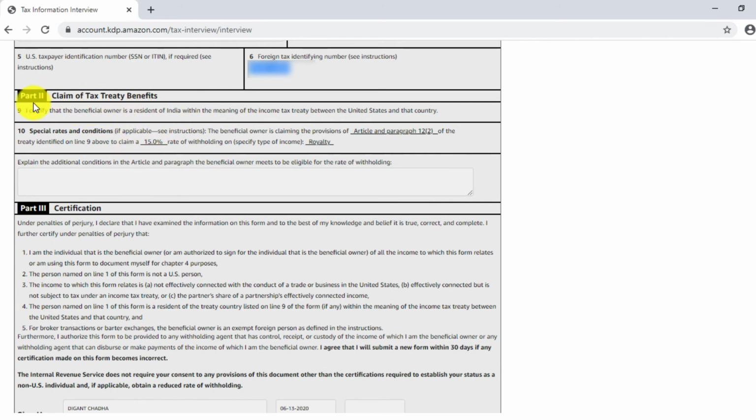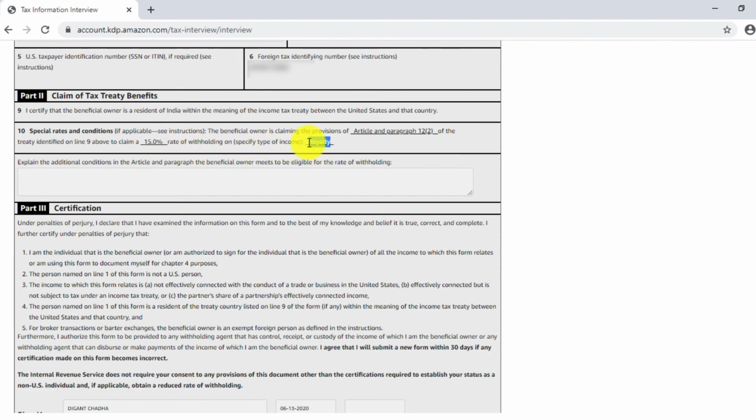The 9th point says I certify that the beneficial owner is a resident of India within the meaning of the income tax treaty between the US and that country. Because I had confirmed that I am a resident of India, it has filled up point 9 automatically. Because of me being a resident of India, I'm eligible for treaty benefits mentioned in point 10. Special rates and conditions: the beneficial owner is claiming the provisions of Article 12.2 of the treaty identified on line 9 above to claim a 15% rate of withholding on royalty.